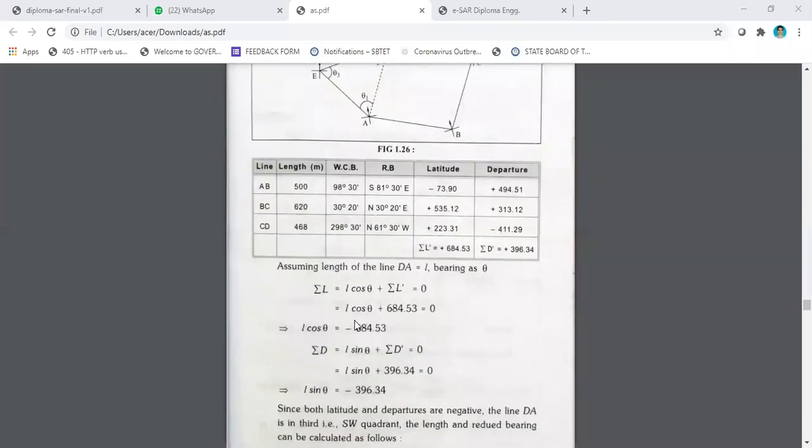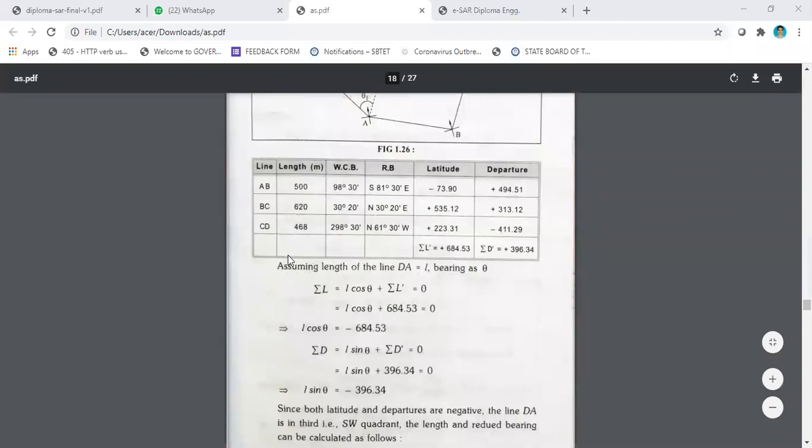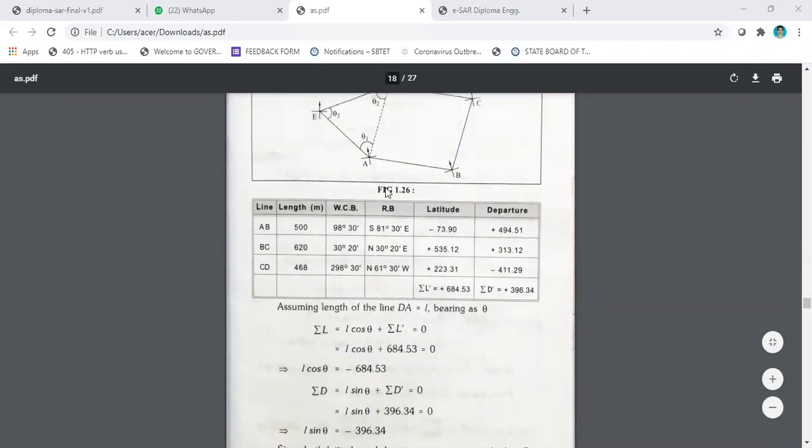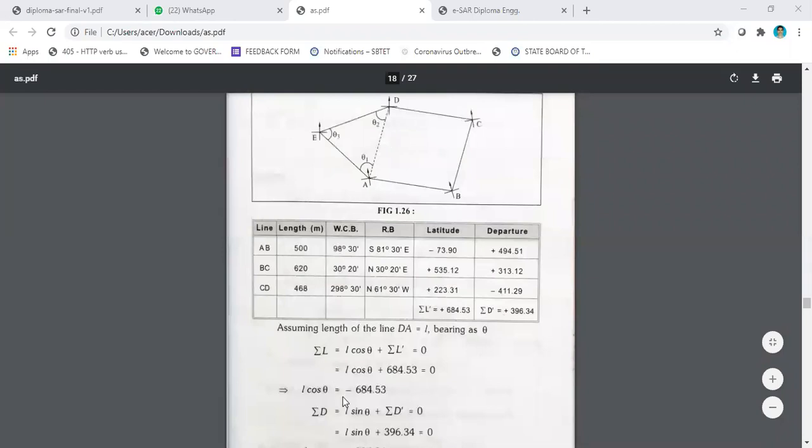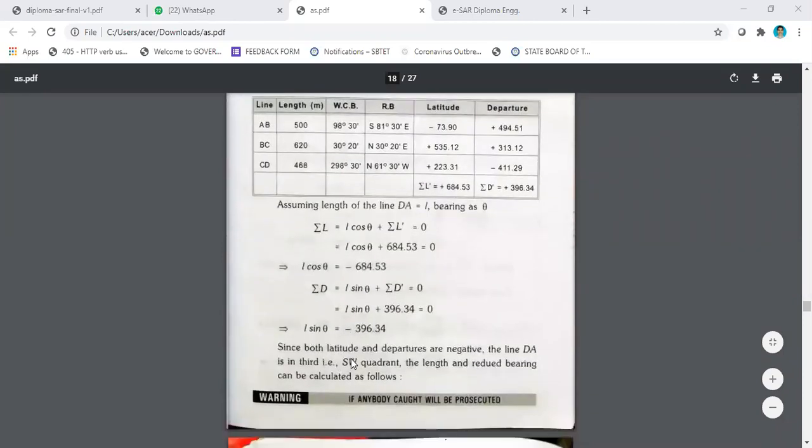If you consider DA as length L and angle theta, then latitude will be L cos theta and departure will be L sin theta. By applying the sigma rule you can calculate L cos theta of the missing line, the closing line DA, which will be minus 684.53, and similarly L sin theta, the departure, minus 396.34. Both are minus, that means the quadrant must be southwest, since latitude minus means southing and departure minus means west.